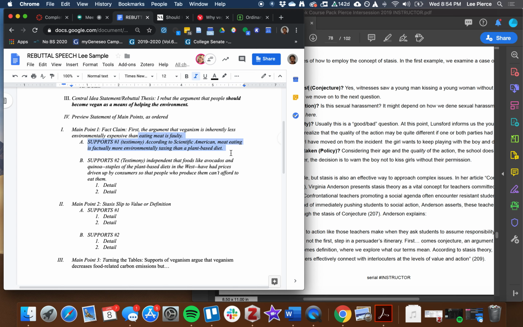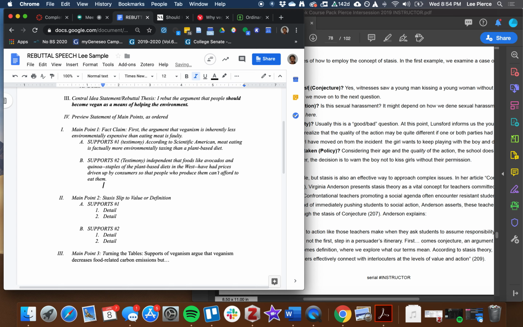So what we're saying is that, yeah, you may say factually meat eating is more environmentally taxing, but actually sometimes it's not. I don't know why that ding happens. I can't turn it off. All right, see what happens? And then if you want to add a detail, you can, right? Kind of like if you want to explain it.